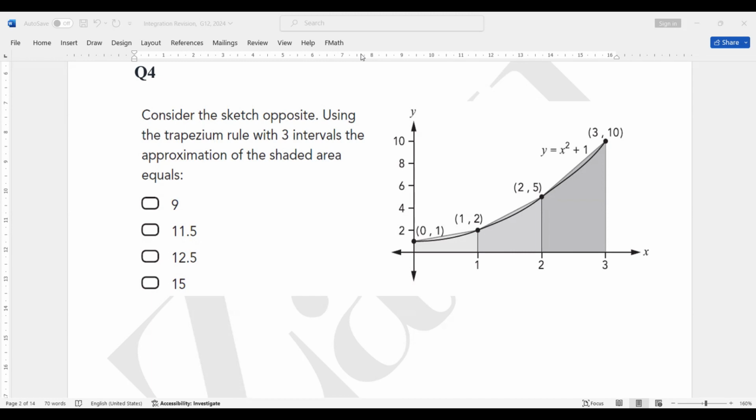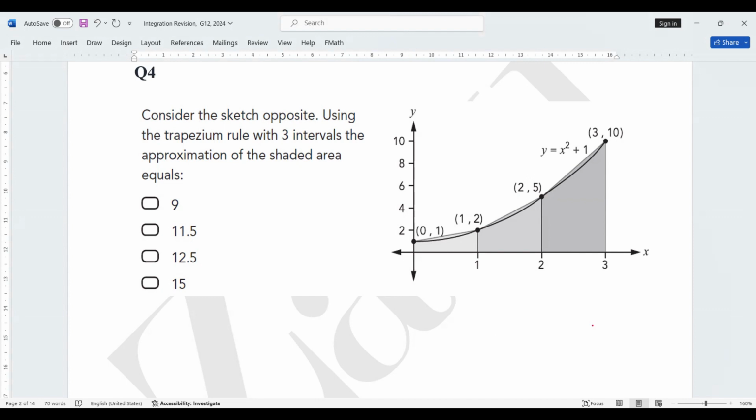You have finished this part? Okay. Do you know how to do it? Do you understand the figure? 3 and it's 12.5. 12.5. Your answer is correct.